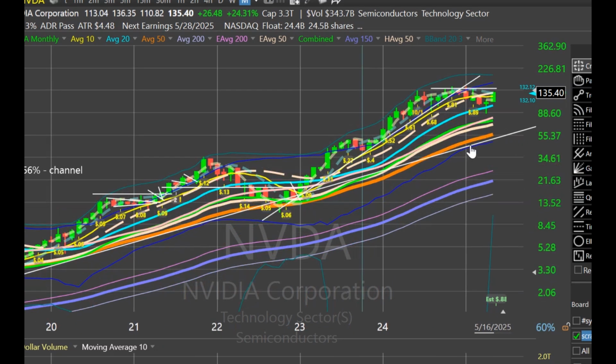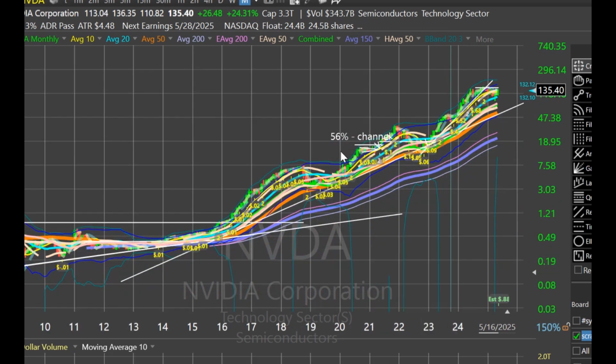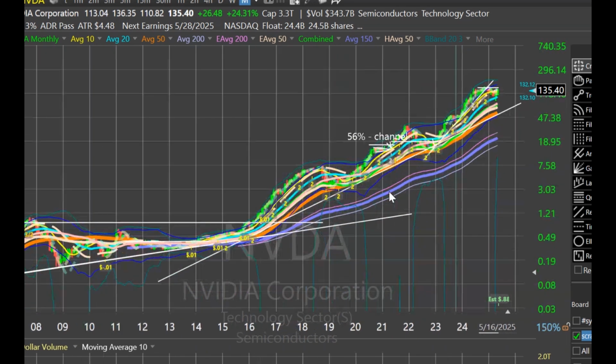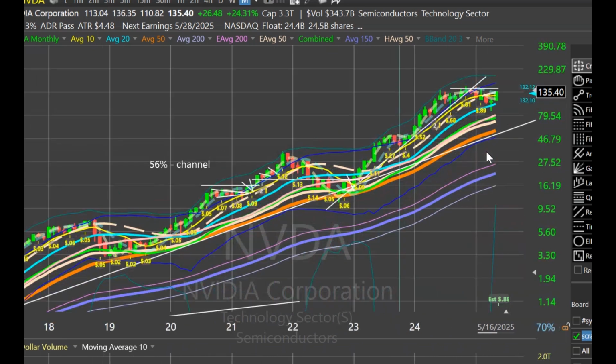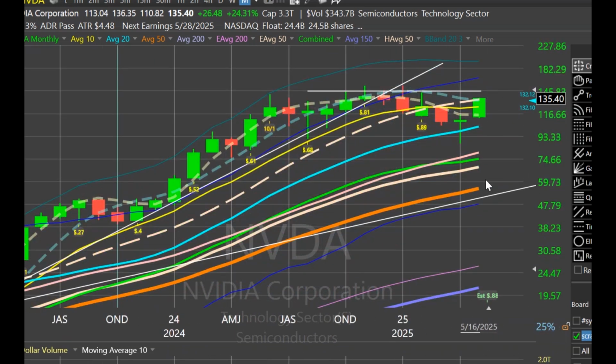Trying to draw a nice line here. So this is really just either a sideways channel that we're looking at, or you can see this as an inverted bottom, and once it finally breaks through this trend line, it's going to go downhill. It doesn't look like it's anywhere near there.